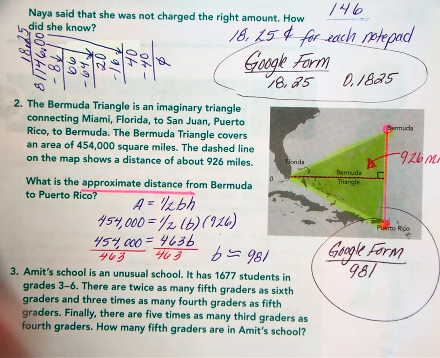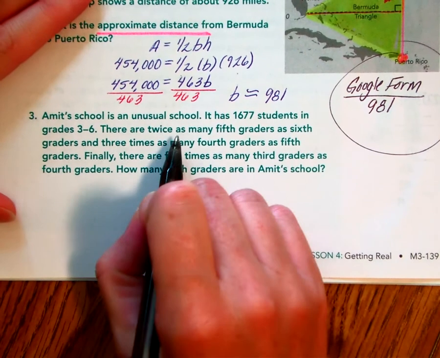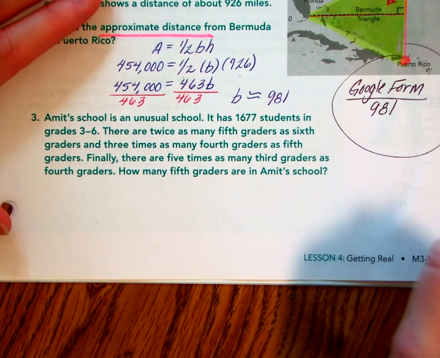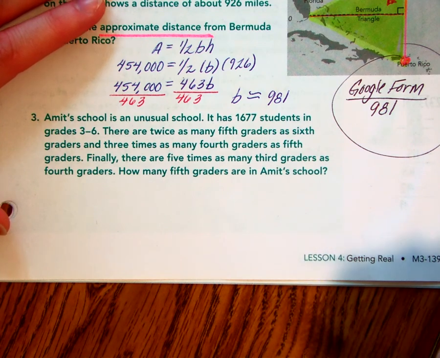Okay, this next one was fun. It created quite a long equation for me. Emmett School is an unusual school. It has 1,677 students in grades 3 through 6. There are twice as many 5th graders as 6th graders and 3 times as many 4th graders as 5th graders. Finally, there are 5 times as many 3rd graders as 4th graders. How many 5th graders are in Emmett School?